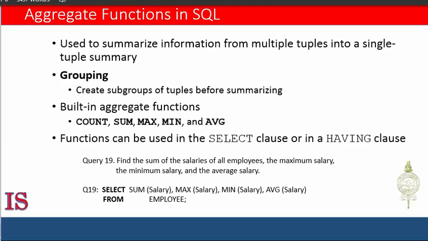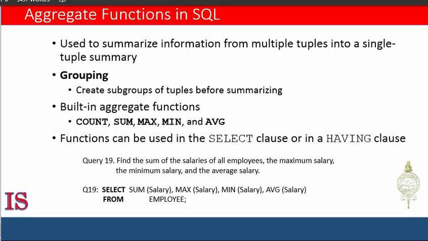Aggregate functions are used to summarize information from multiple tuples into a single tuple summary. Grouping is used to create subgroups of tuples before summarization. Grouping and aggregation are required in many database applications, and we'll introduce their use in SQL through examples. A number of built-in aggregate functions exist: count, sum, max, min, and average. The count function returns the number of tuples or values as specified in the query.